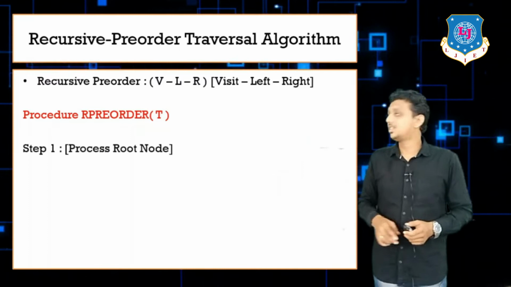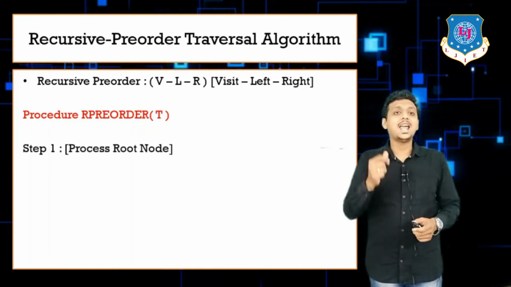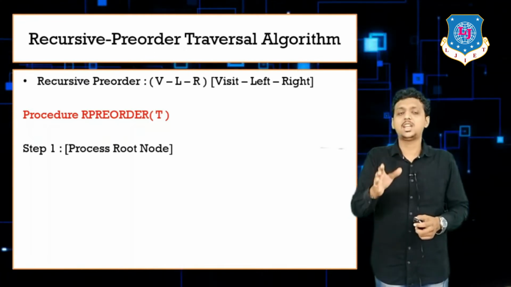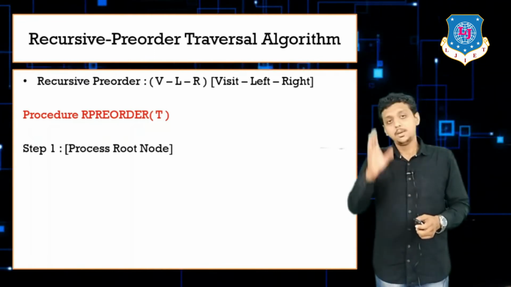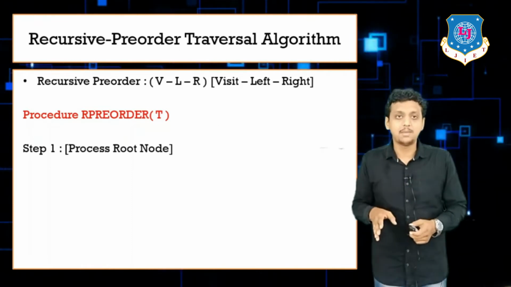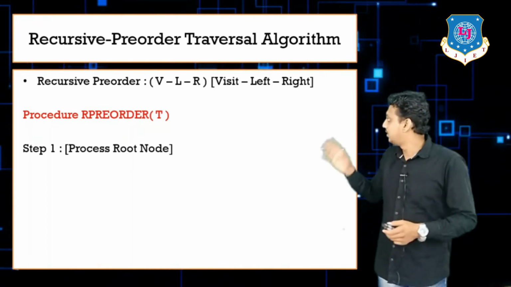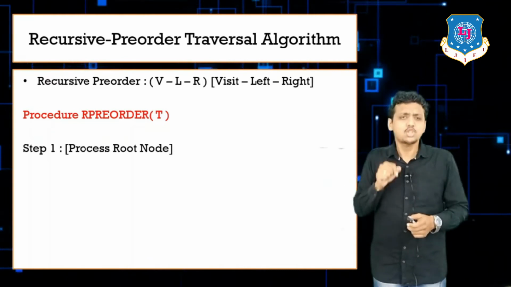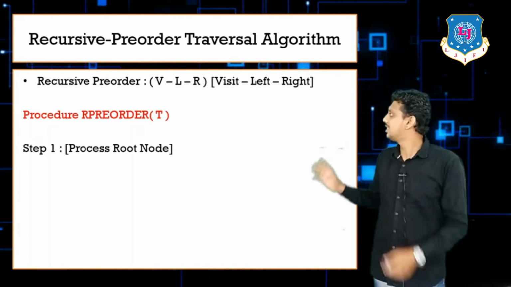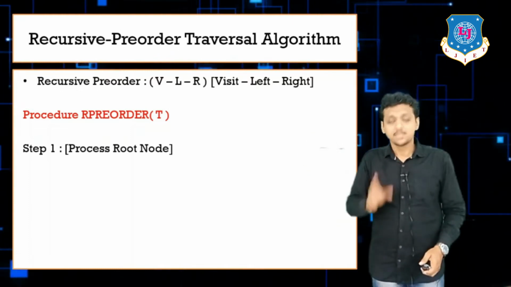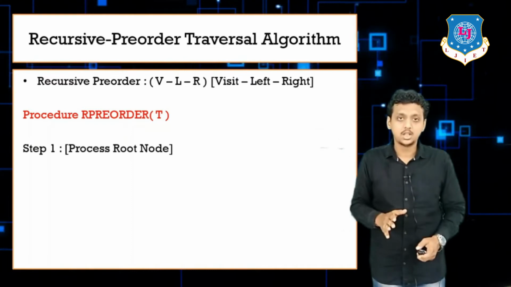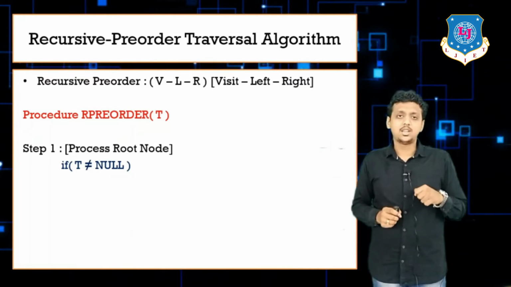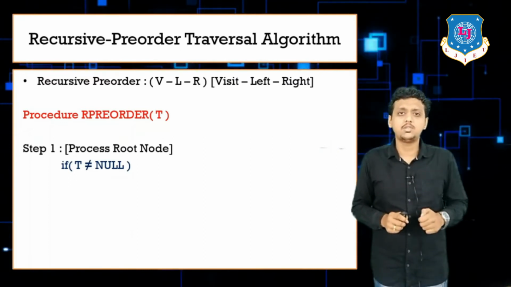So here the first is V, L and R. Just focus on the methodologies and examples that you have already done in pre-order, in-order and post-order traversal methods. So students, here we have V. V stands for visit. So first you need to visit the root node, that means just process the root node. So here it is. If T is not equal to null, why am I writing that T is not equal to null?